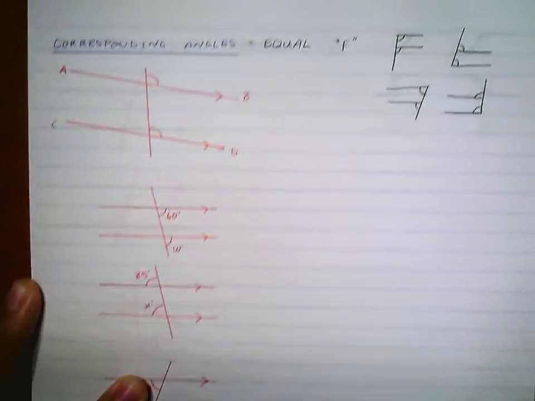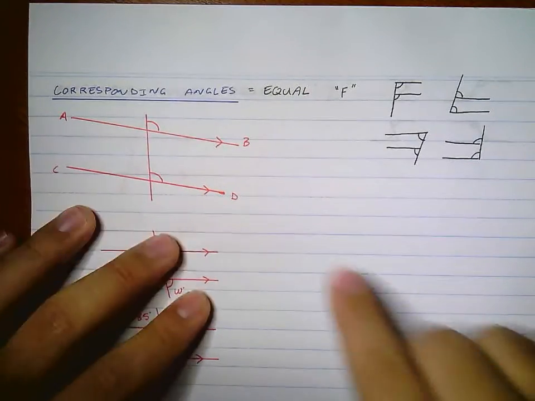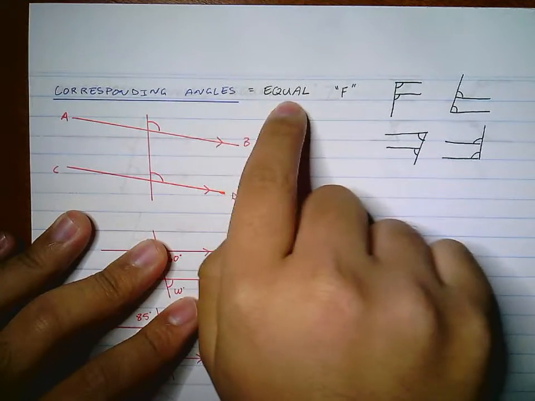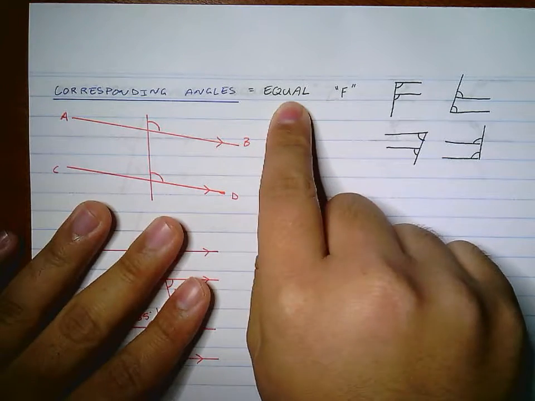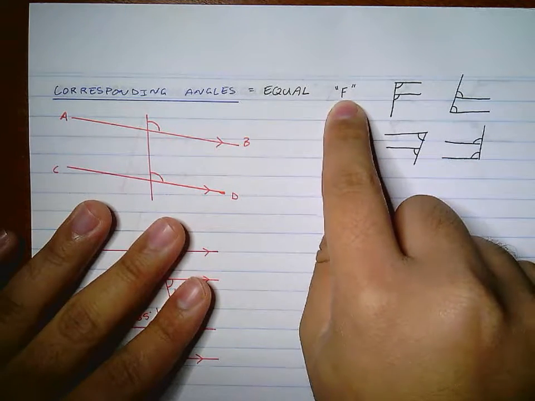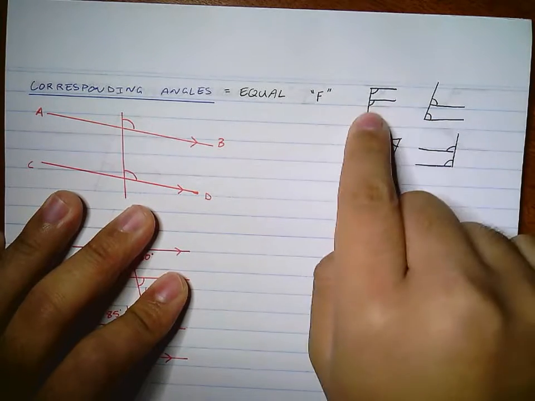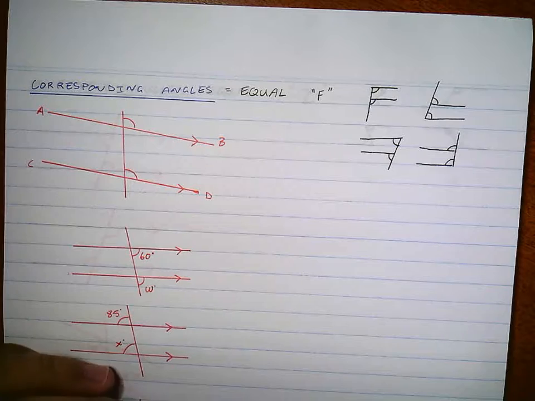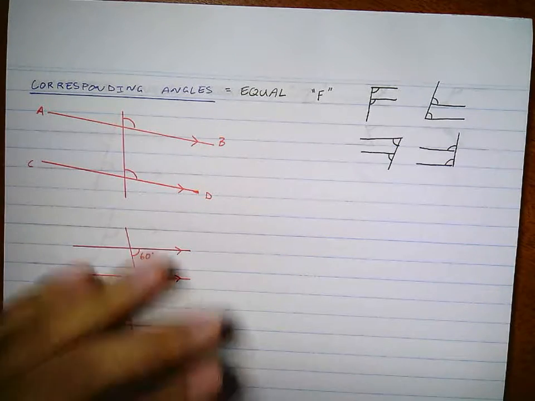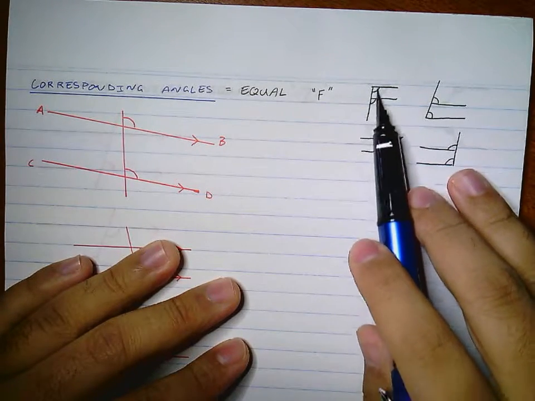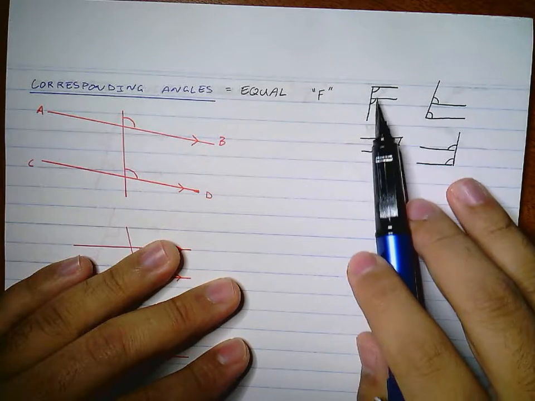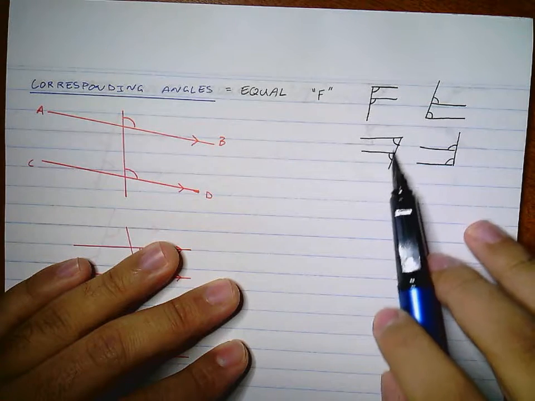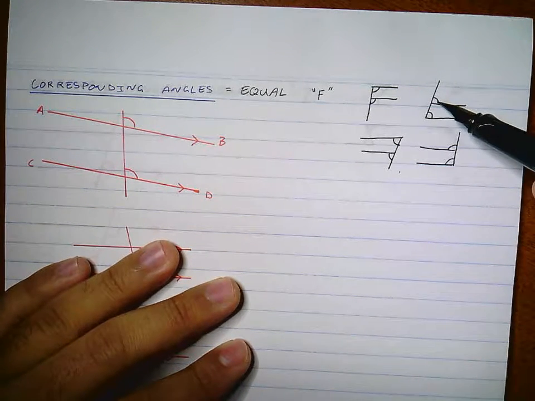The first relationship we're going to look into is called corresponding angles. And corresponding angles are equal to each other. The shape I'd like for you to remember for it is F. So it could be a forward F like this, and it's the two angles underneath the arms of the F. So these two angles in the parallel lines will be corresponding, as will these ones. It could also be backwards. It could also be upside down, like this one.